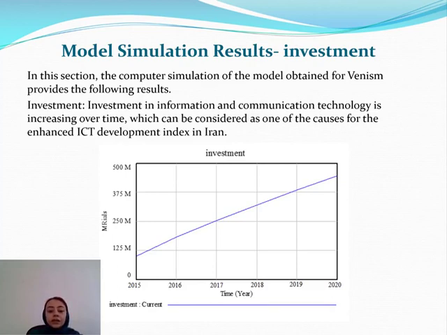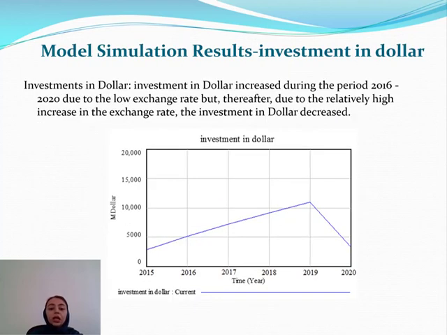In this section we want to show the computer simulation of the model that we built using Vensim software, and here we can see the investment diagram. Investment in information and communication technology is increasing over time, and it is one of the most important causes of the enhanced ICT development index in Iran.